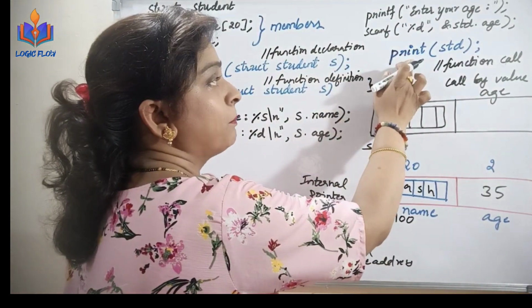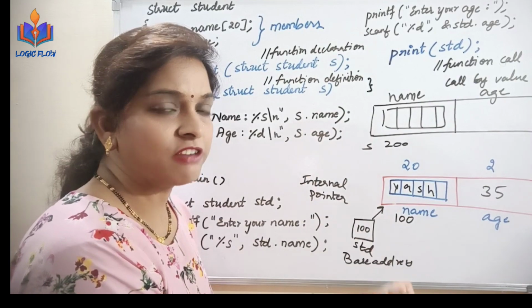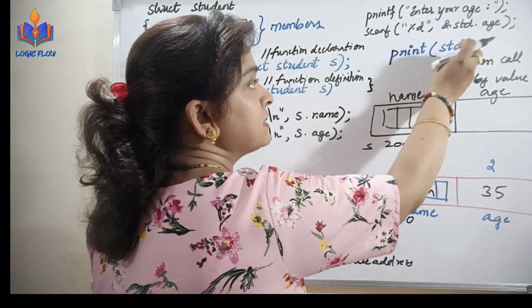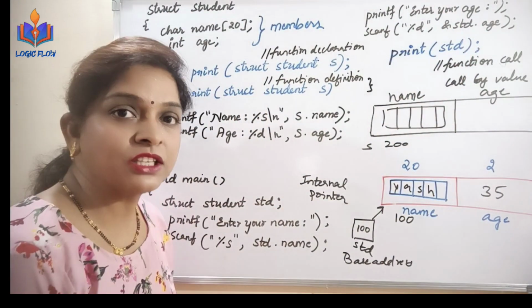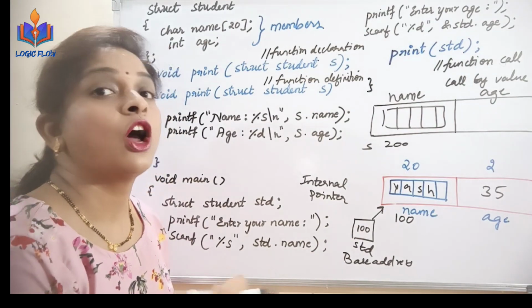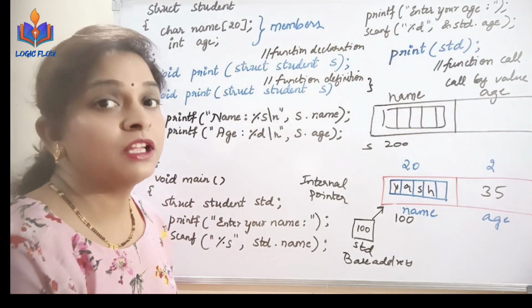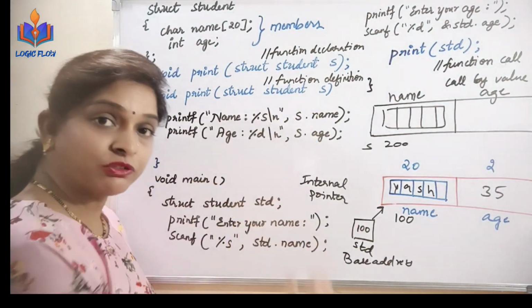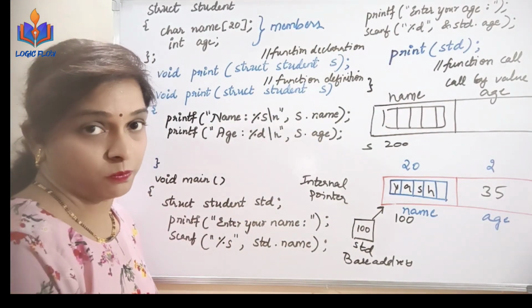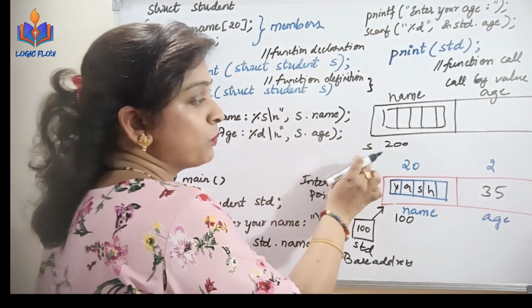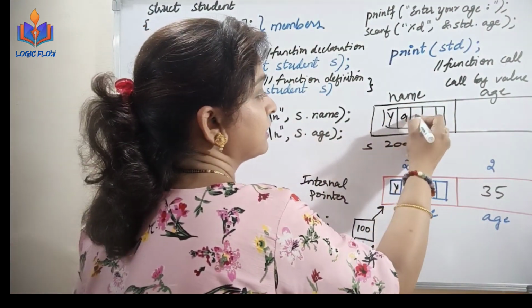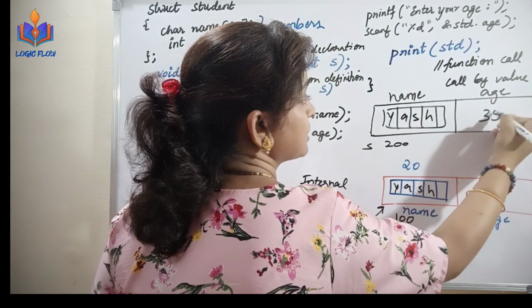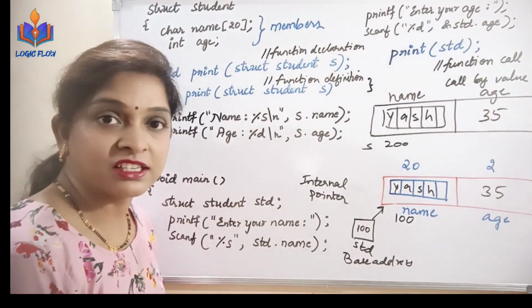Now I am calling the print function. It is not printf, it is the print function. I am passing the structure variable, which means I am passing the copy of the structure variable. When I am passing the copy of the structure variable, I have to receive that with one more structure variable. That's what I am doing here. So I am receiving that in yes, that is Yes and 35 have been received.